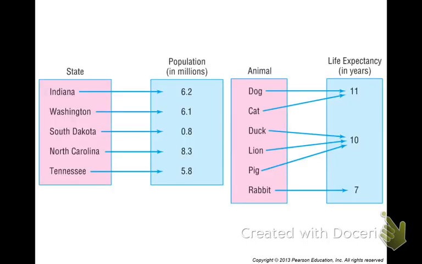All right, I just want you to take a look. We have two separate mappings here. We have a mapping of state to the population of the state over here, and we have a mapping of animals and their life expectancy. Take a second to compare and contrast. Similarities, differences. What's one difference that you see between these two mappings?